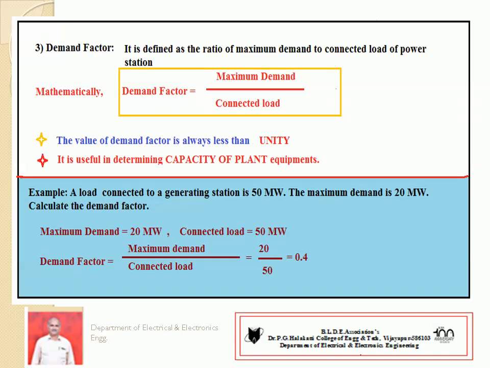You write down on one side the maximum demand. It may be in watts, it may be in kilowatt, it may be megawatt. 1 megawatt equals 10 to the power of 6 watts. So both should be of the same units. Maximum demand 20 megawatt, connected load 50 megawatt. If it is kilowatt, kilowatt, kilowatt. If it is watt, watt, watt. Hence the demand factor ratio we are going to get is 0.4.